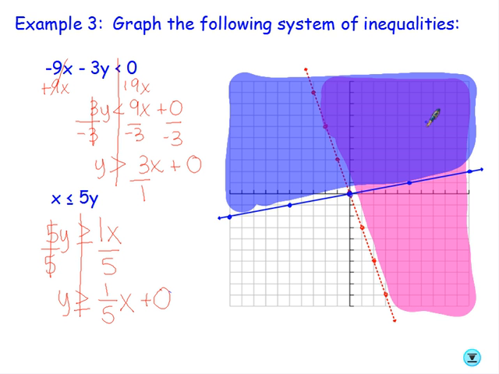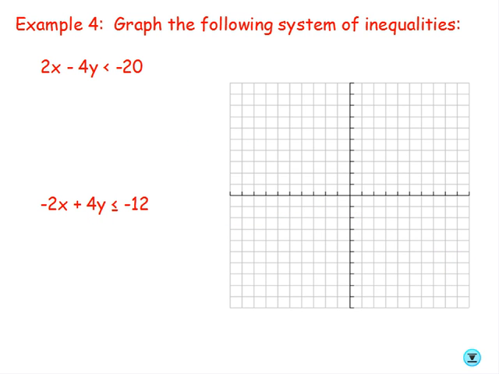All right, we got 2 more. Let's look at the next one together. All right, got to get y by itself. Back to red. Put on my fence. Got to move 2x by subtracting 2x. Don't lose your negative. That leaves me with a negative 4y less than negative 2x minus 20. I need to divide by negative 4.